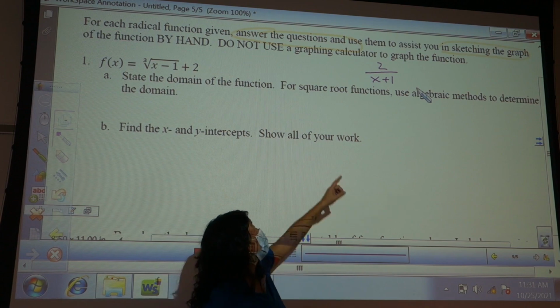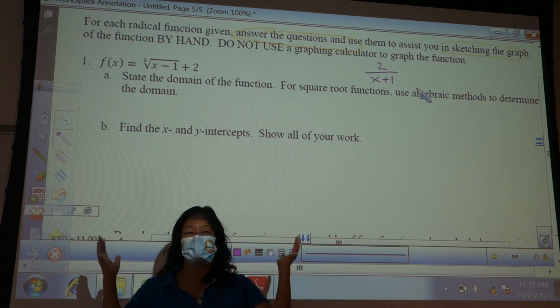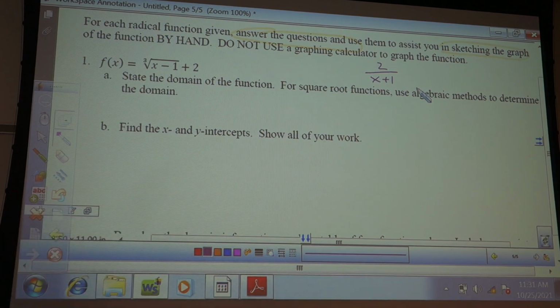Negative 1. So here x cannot be negative 1. Because I divided by 0, the whole world blows up. No good, right? Is everyone on board? So here, x cannot be 0. Oh, sorry, x cannot be negative 1. My bad. Because we can't divide by 0. Everyone on board?